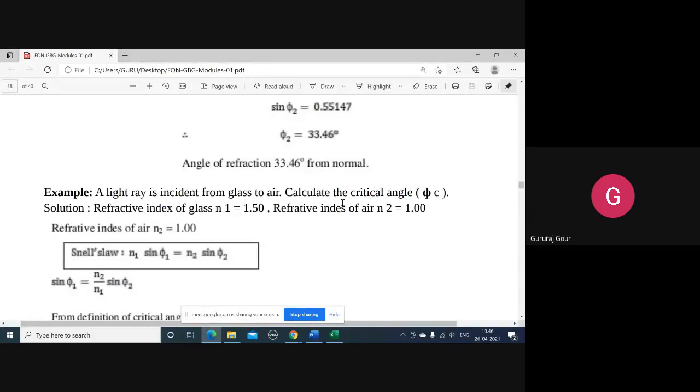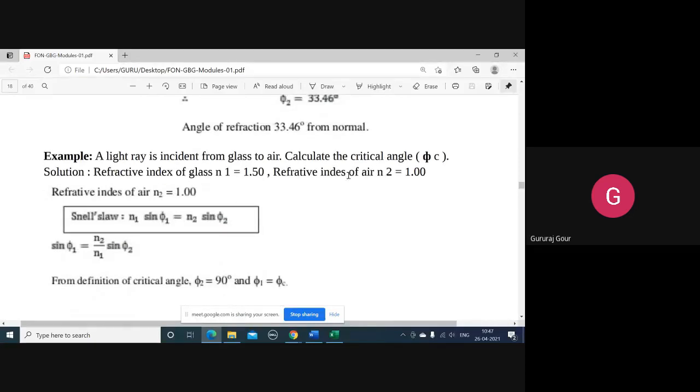First medium is glass, second medium is air. N1 is not given in the problem, I have written it. That's why I told you to remember the refractive index of glass, water, air. You should remember three or four materials, because normally we don't give them in the problem. Refractive index of air is 1. We can know that one. Substitute the values here. Then the critical angle is asked.